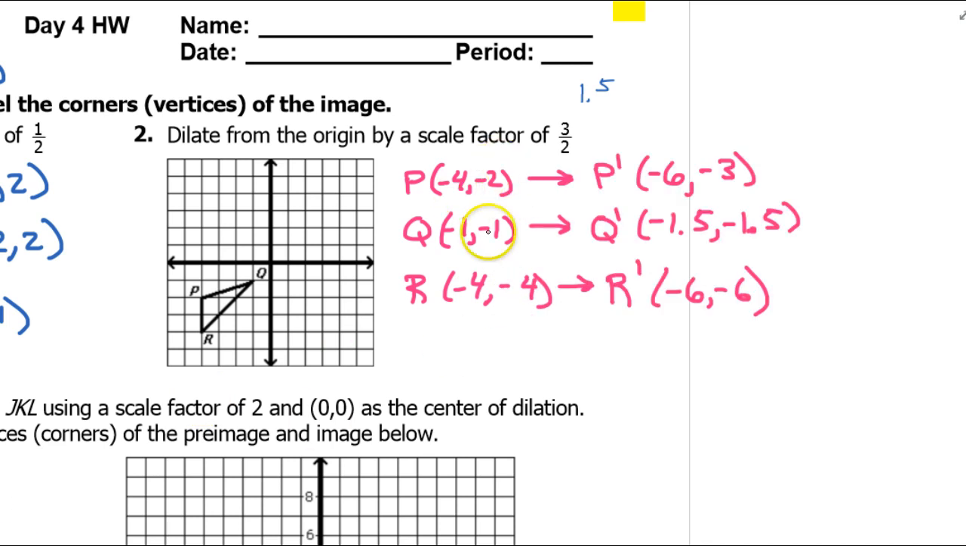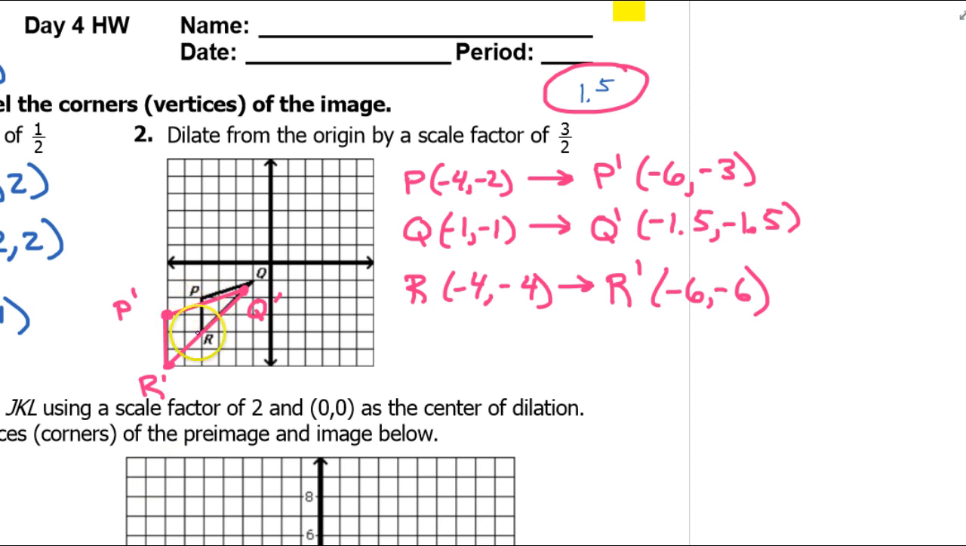If you multiply each of these coordinates by 1.5, then this is what you get. So P prime is -6 comma -3, and Q prime is -1.5 comma -1.5. Should be right about here. And R prime is -6 comma -6, which would be right here.